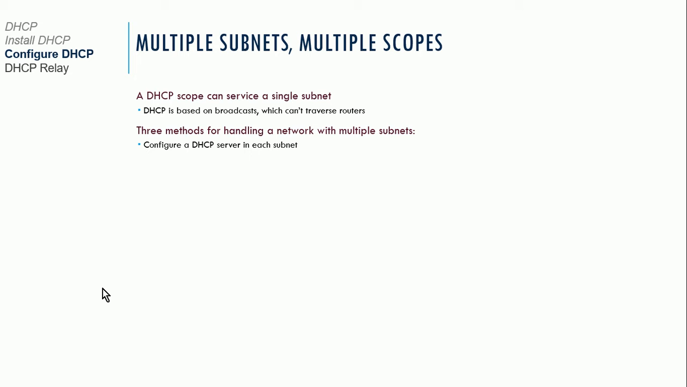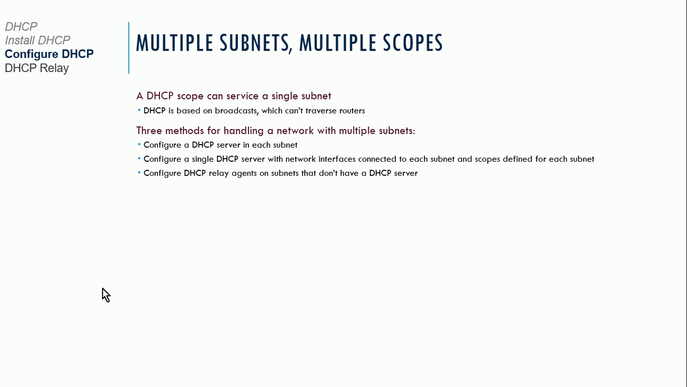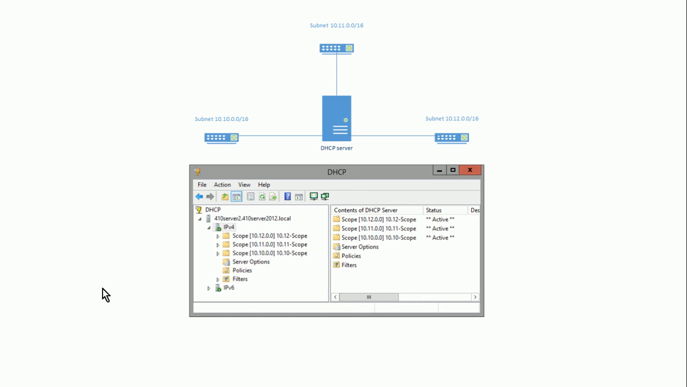There are three methods to handle multiple network subnets. You can configure a DHCP server in each subnet. That's one method. You can configure a single DHCP server with network interfaces connected to each subnet. In other words, you can use multi-homing, which we talked about previously in TCP/IP, and have the DHCP server straddle multiple networks. And you can also use relay agents, which we're going to talk about later in this unit. In the last part of the unit, I'll talk about DHCP relay.